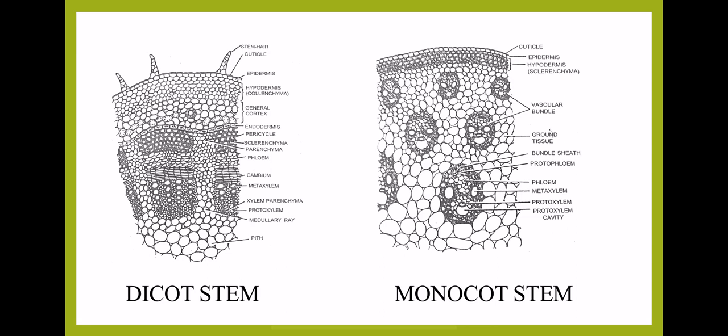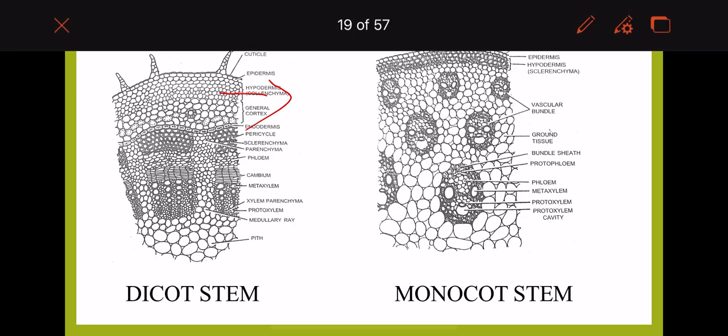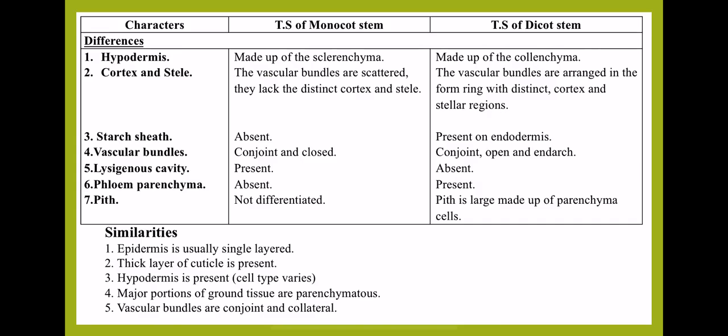Hypodermis is nothing but the cortex region. Here the cortex is differentiated into hypodermis and cortex. Hypodermis is made up of collenchyma in the dicot stem. Here hypodermis is made up of sclerenchyma in the monocot stem. Generally the cortex is made up of parenchymatous cells. So this is the difference, and in both, the major portion of ground tissue is parenchymatous.